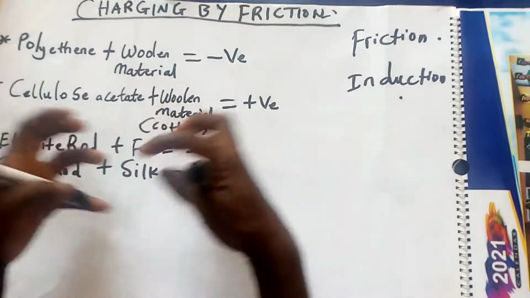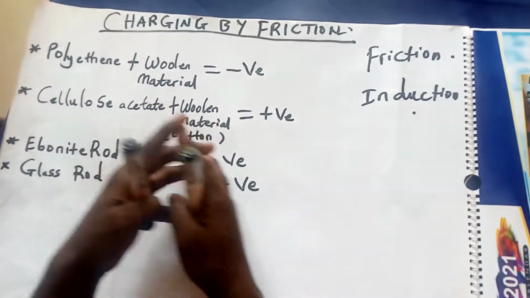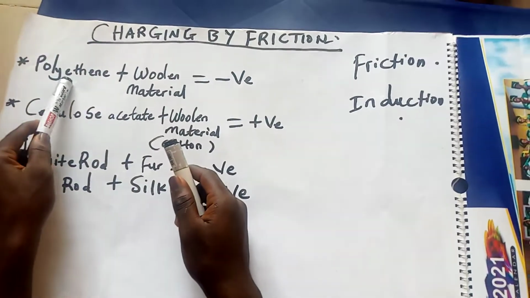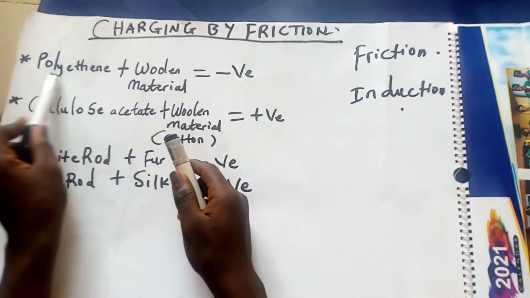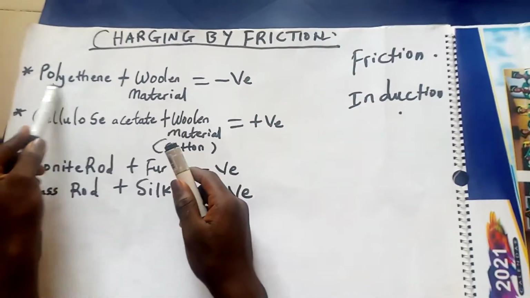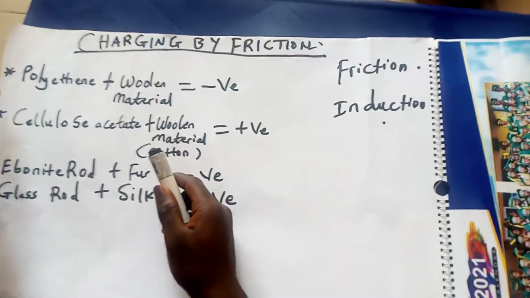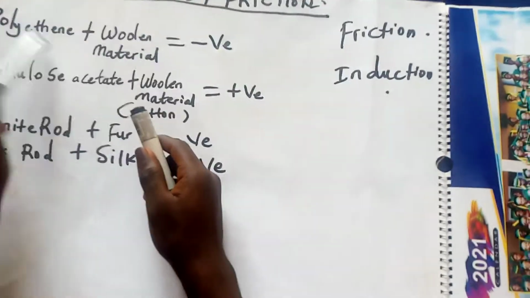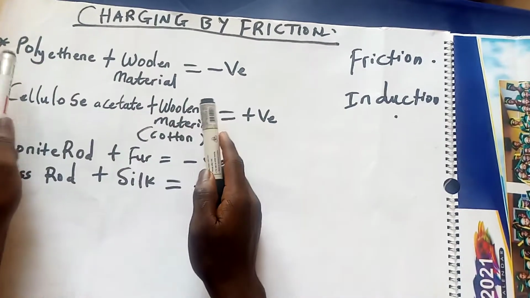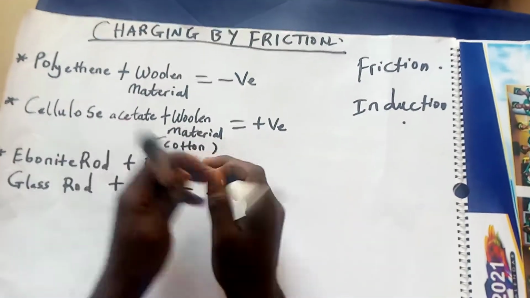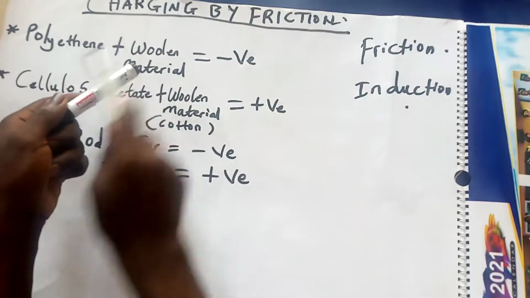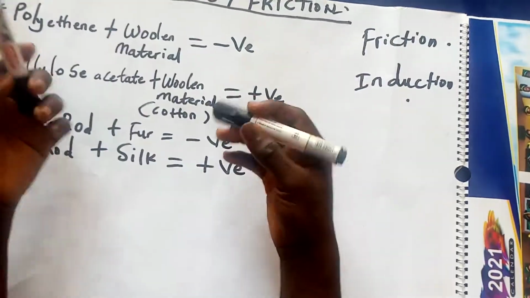Now, when you bring polyethylene and woolly material together and rub them together, polyethylene, if you are very good in your organic chemistry, is a polymerized ethene. So it's a polymer of what? Ethene. Ethene is the monomer. So polyethylene is like nylon. A good example of a polyethylene product is nylon. So when you rub these two together, and a woolly material is more like cotton.